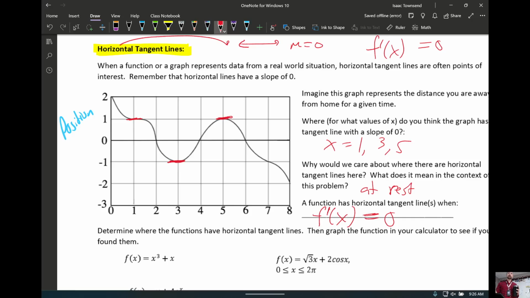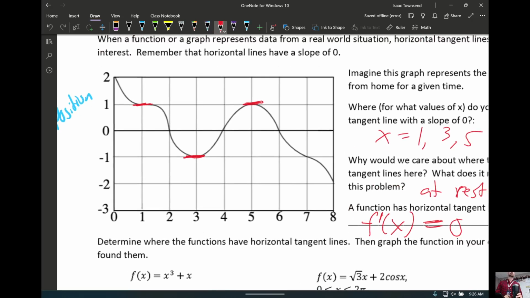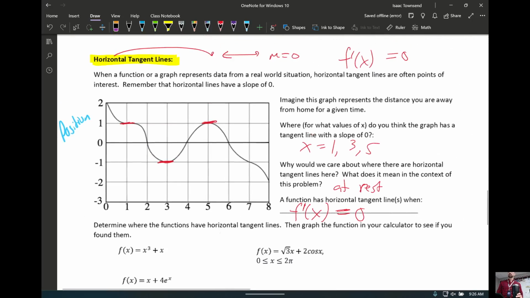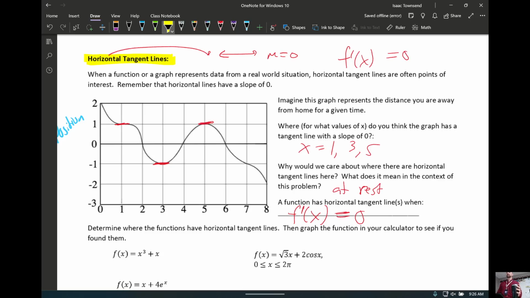But imagine if this graph represented like the cost of your business. You're going to be way more interested in trying to find this minimum than you are a maximum. You want your costs to be low, not high. But if you were talking about profit, you would care much more about this than this. You would want your profit to be high. It's maxing out when you have a slope of 0 or a horizontal tangent line. So for that reason, horizontal tangent lines just generally are more interesting in the real world.